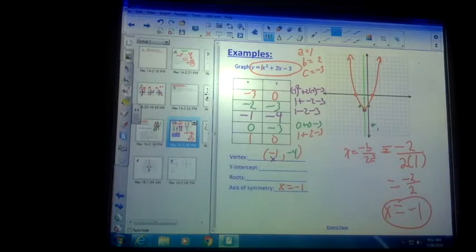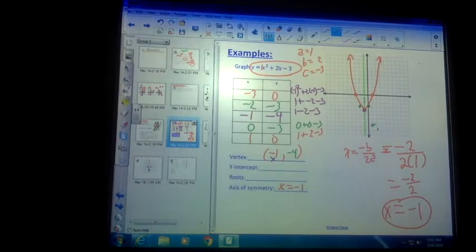Open it up and down? Oh, I see. It either opens up or it opens down. The a value will tell you if it opens down. Nope, they will always be open. Parabolas open up or they open down. Cool? All right.